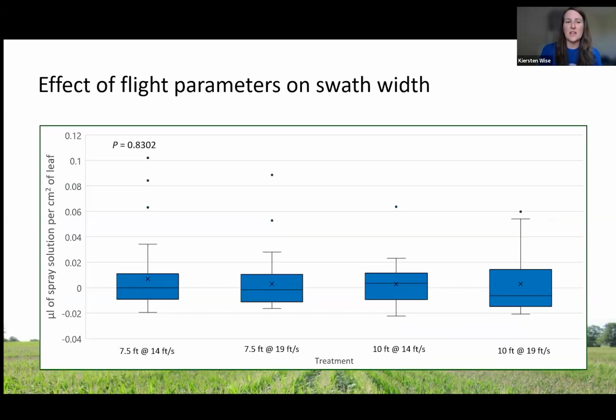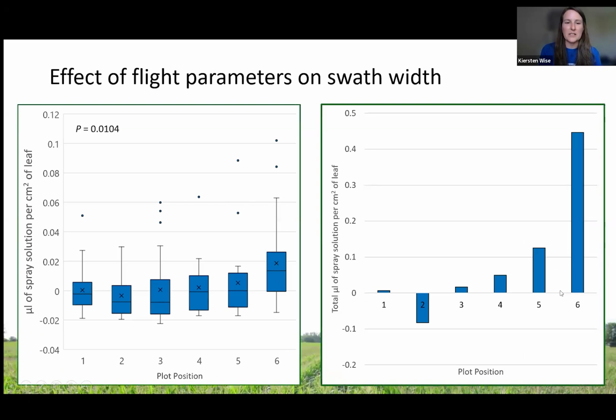So this is going to be deposition across, so this is that PTSA dye across that spray width. And so you can see that we're getting it across there at all of our different heights and our different speeds. The deposition is pretty good. But if you look at that 10-foot at 19 feet per second, so the fastest that we're flying, you start to see higher variability. And if you advance, we can show you kind of what that looks like.